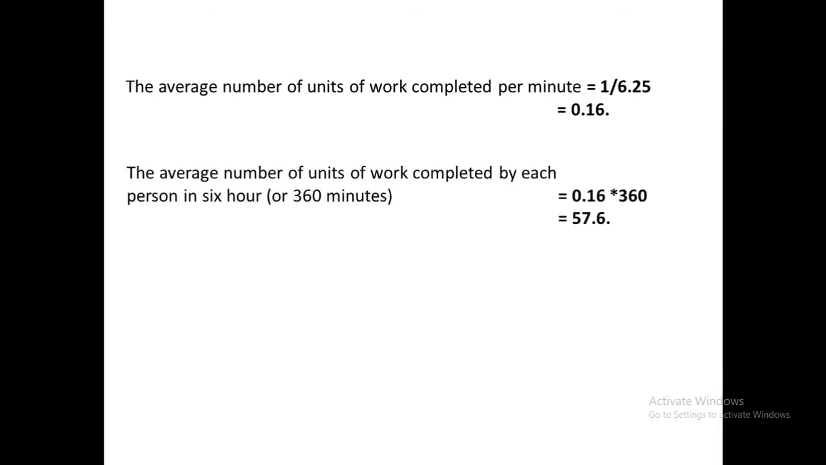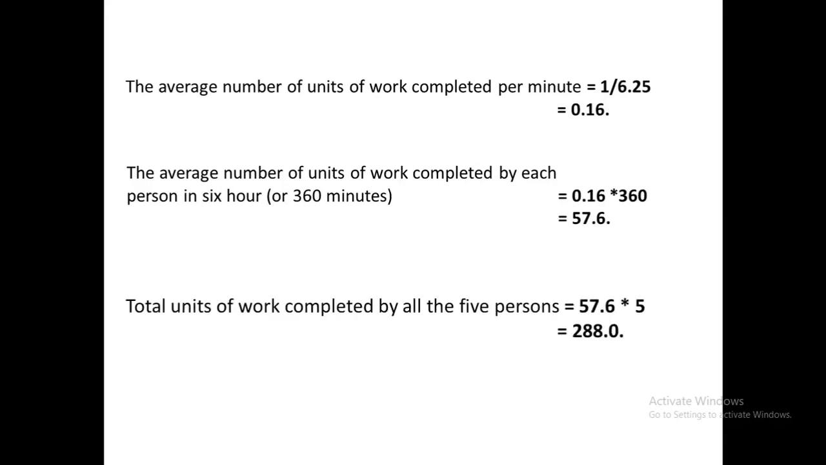Now in the third step, we will calculate the average number of units of work completed by each person in 6 hours, or 360 minutes. It will be 0.16 into 360, that will be 57.6. And the total units of work completed by all the 5 persons will be 57.6 multiplied by 5, and it will give us 288. So we can say that in total 288 units will be completed in 6 hours by all these 5 workers.